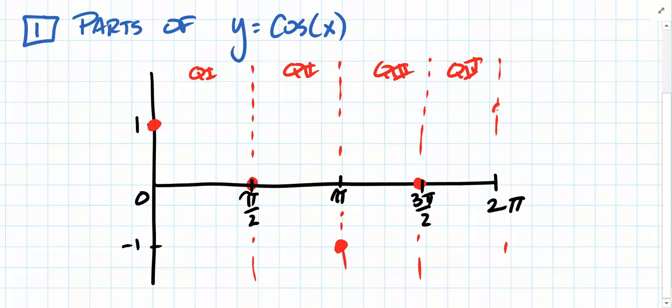Very good. So ladies and gentlemen, we have just examined 5 points on the unit circle and calculated the cosine of every angle. We did the cosine of 0 is 1, the cosine of pi over 2 is 0, the cosine of pi is negative 1, the cosine of 3 pi over 2 is 0, and finally the cosine of 2 pi is 1. How many points theoretically are on the unit circle? Infinite. How many did we just calculate?